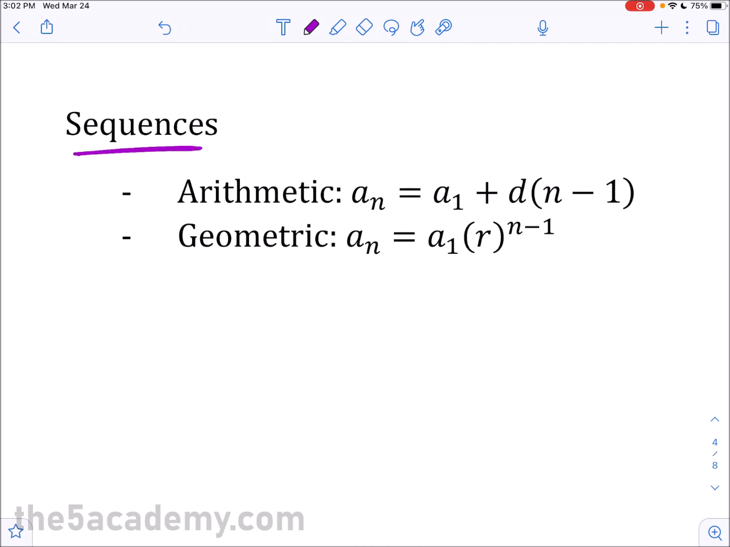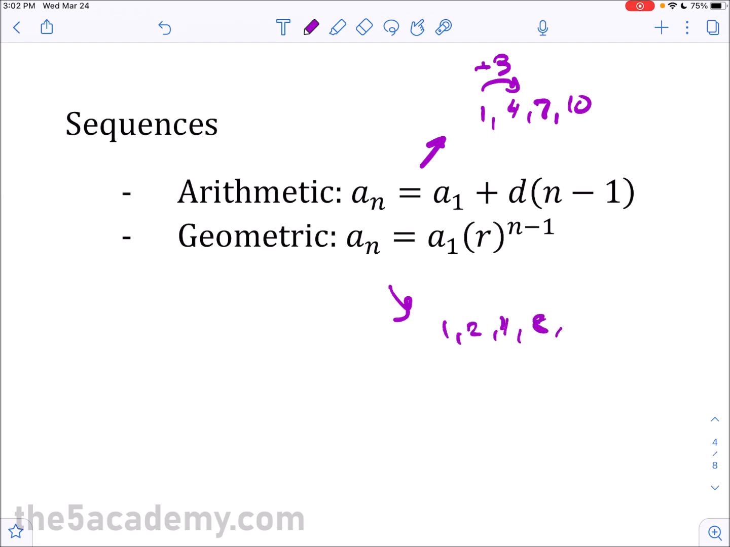There are 2 types of sequences that you need to remember. Arithmetic is where you have a common difference. So an arithmetic sequence, for example, could be 1, 4, 7, 10. You see that it goes up plus 3 every time. A geometric sequence is where you have a common ratio, which is r. An example could be 1, 2, 4, 8, 16. You see that it's times 2 each time.